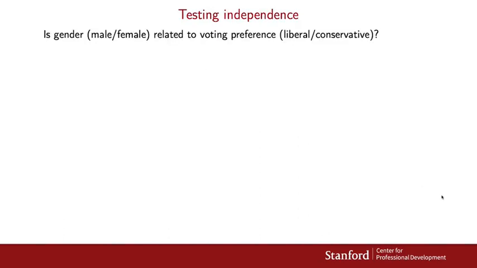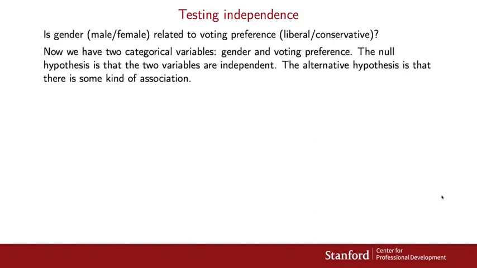Finally, the third application of the chi-square test is testing independence. As an example, we may ask whether gender, being male or female, is related to voting preference. That means voting liberal or conservative. In this case, we have 2 categorical variables. One is gender and the other is voting preference.